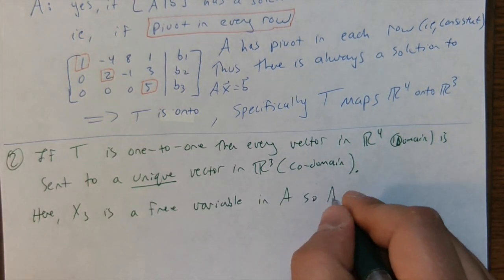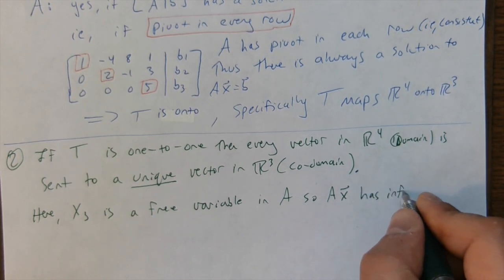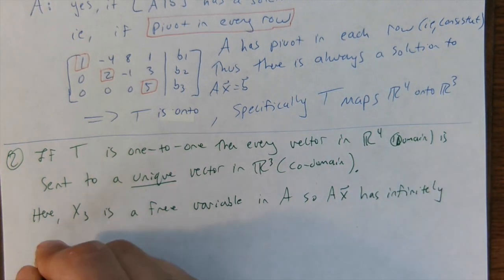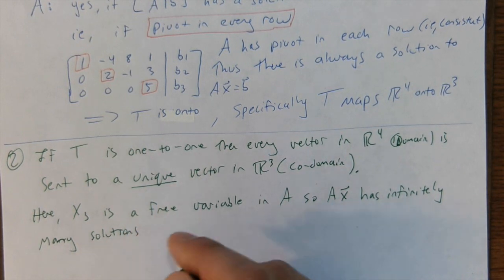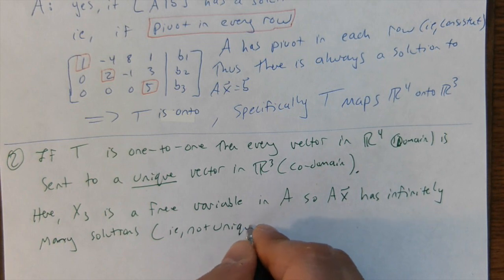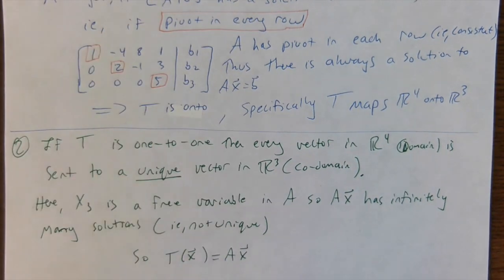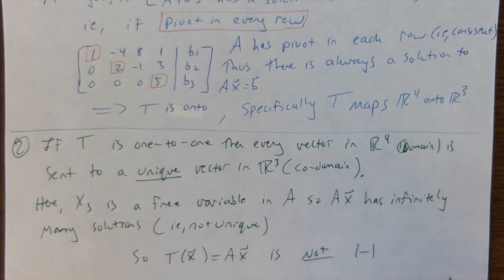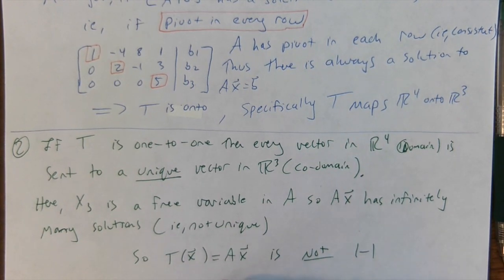And so that means when you do A times some vector, you're going to have a free variable, and it's going to have infinitely many solutions. And if there's infinitely many solutions, they're not unique, obviously, right? And so that means Tx, which is represented by the matrix A, is not 1-to-1 in this case. Just to be even more clear, it would be if there was no free variable.